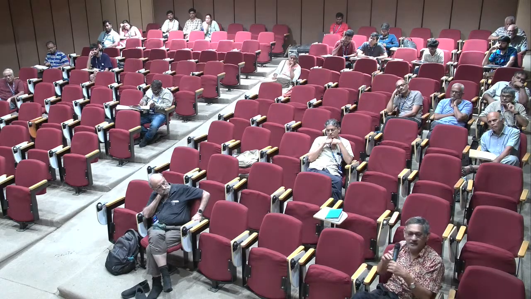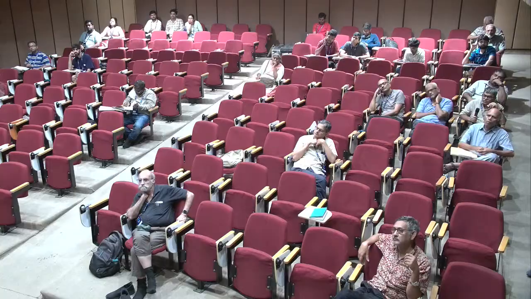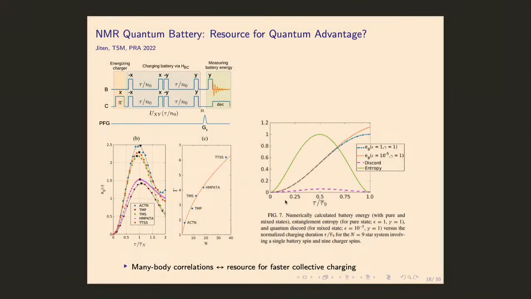So the discord is between what? The discord is between the central qubit and the rest of the system. So we measure only the central qubit. The central qubit is entangled with all the rest. Go to that star.